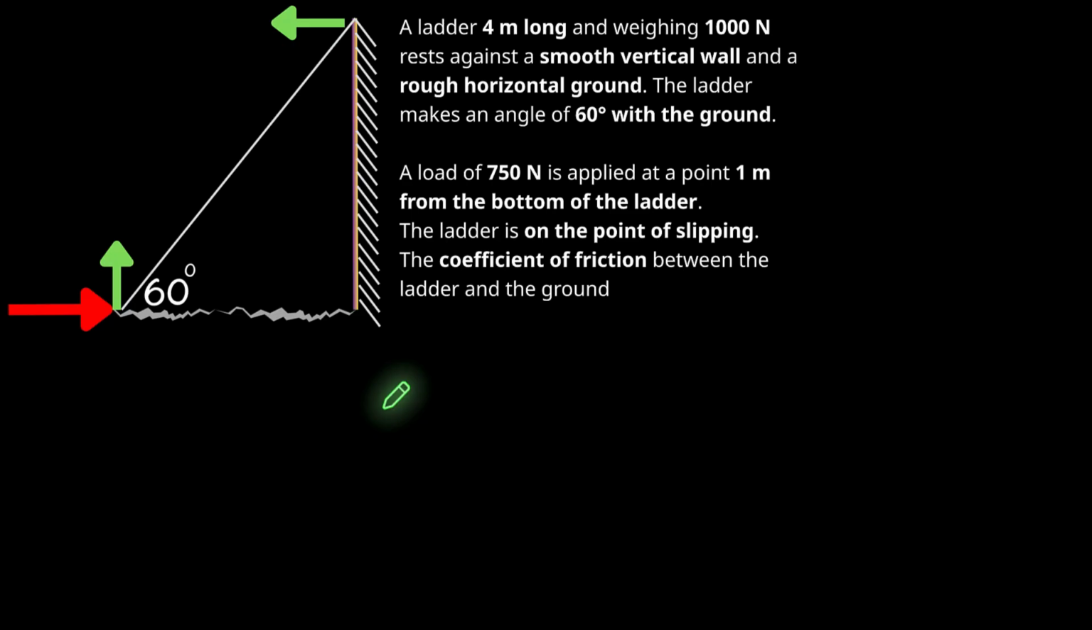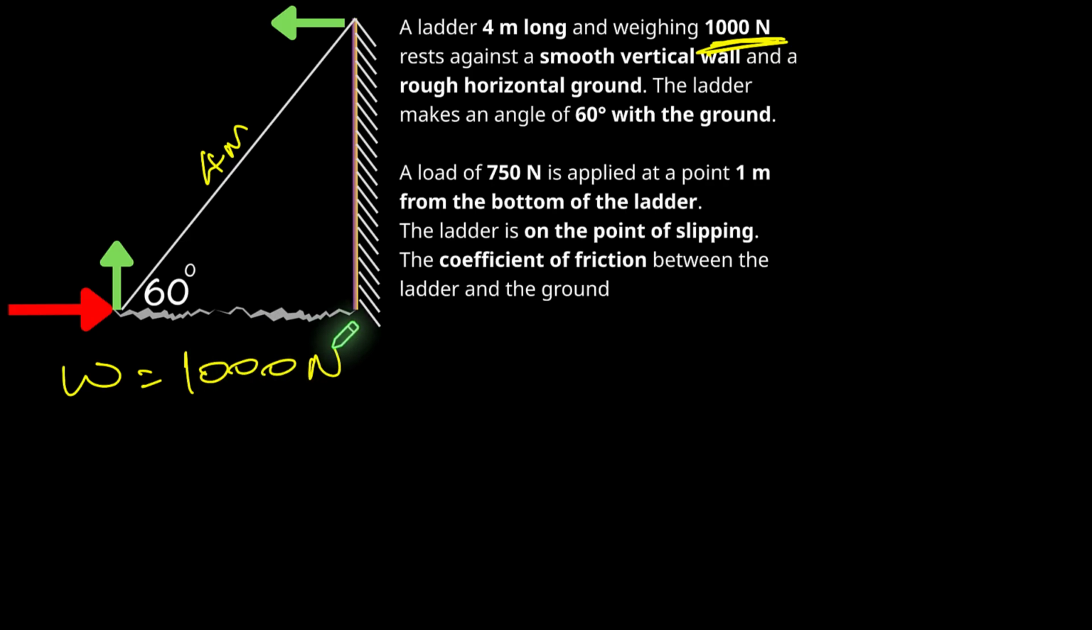Now we have a ladder that is 4 meters long, so I'll just input these details as we go along. So we know the ladder is 4 meters long and it weighs 1000 newtons. That's actually given as a force. So its weight is given as a force. The ladder weighs 1000 newtons. So for W, I'm just going to write that as 1000 newtons.